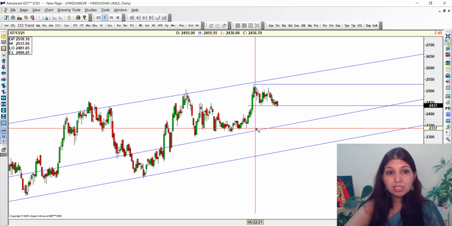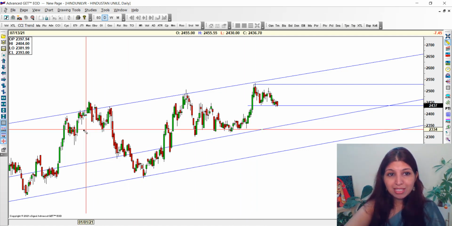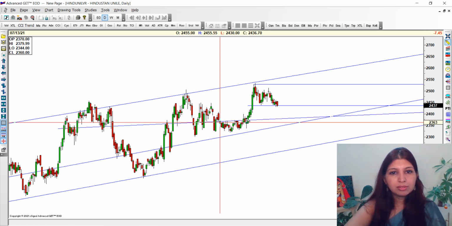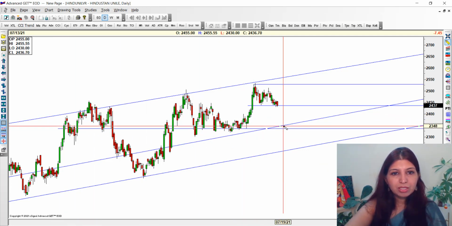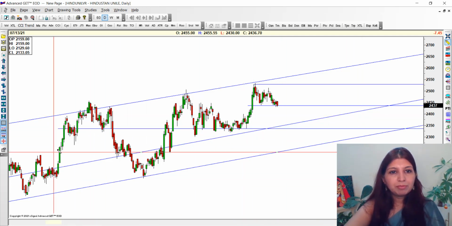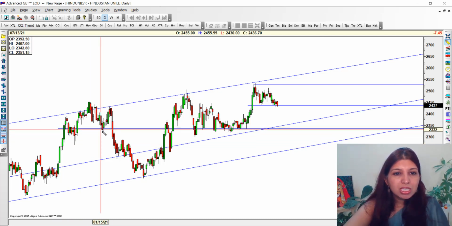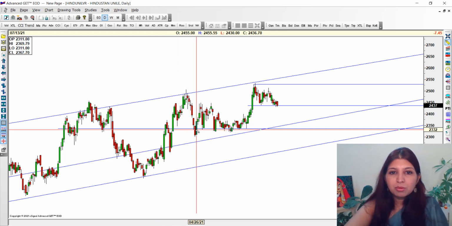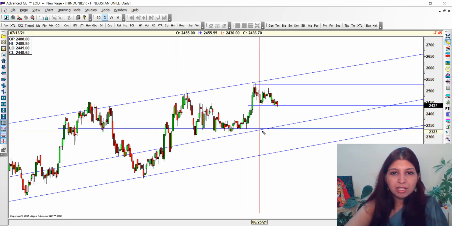Now do you see this, guys? This line is like a magic line. Why? Because this has been a support and a resistance all the time. Let me just get it right. At 2337, we are making a line. Here it was a support, here there was a resistance. Here there was a fight going on between the bulls and the bears, again here, all this while.